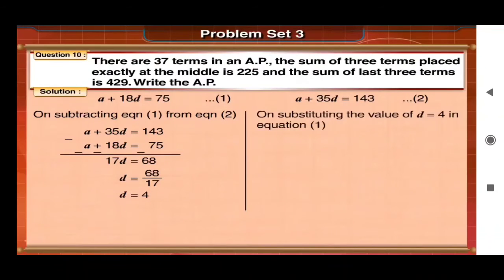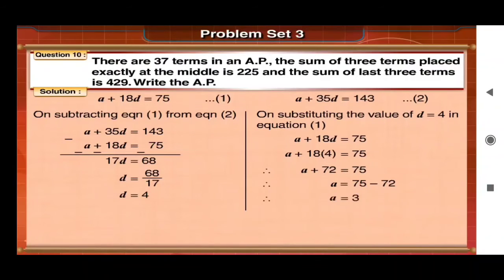On substituting the value of d is equal to 4 in equation 1, we get a plus 18 into 4 is equal to 75. Therefore, a plus 72 is equal to 75. Therefore, a is equal to 75 minus 72, and therefore, a is equal to 3. Therefore, the first term of the arithmetic progression, which is a, is equal to 3.